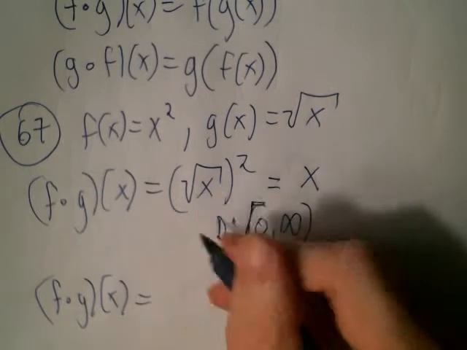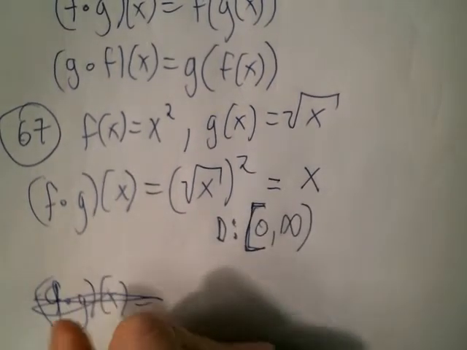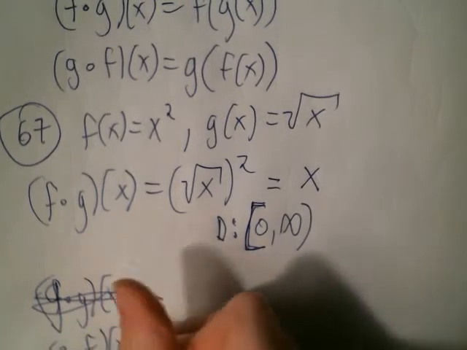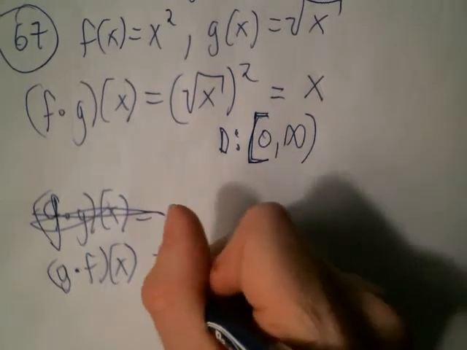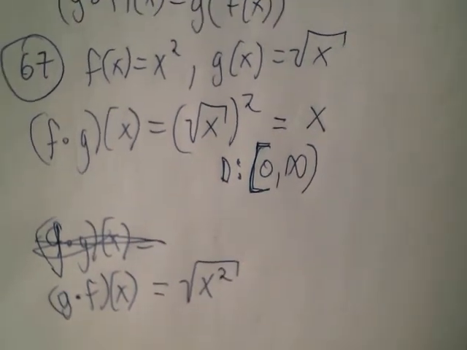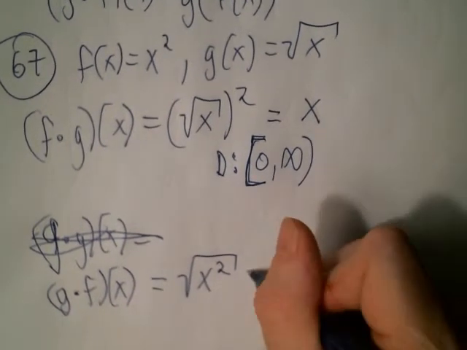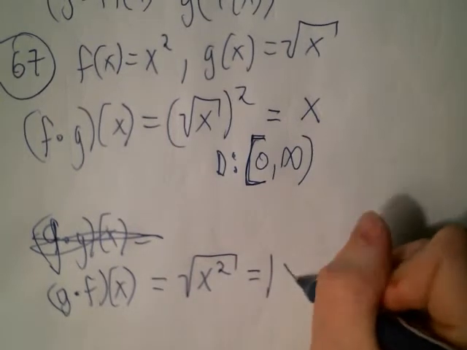This example is even more interesting, I think. So this time I want to look at g of f of x. So I'm putting f of x inside of g of x. Right? So I have the square root of x squared. So does this equal x? And no, it doesn't. It's the absolute value of x.